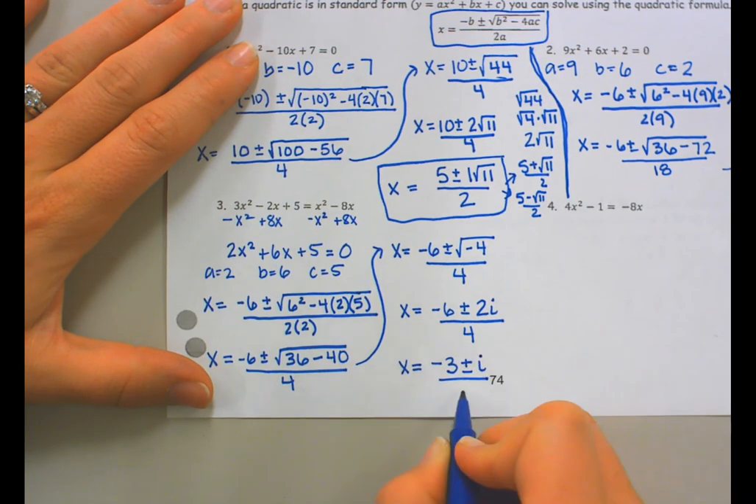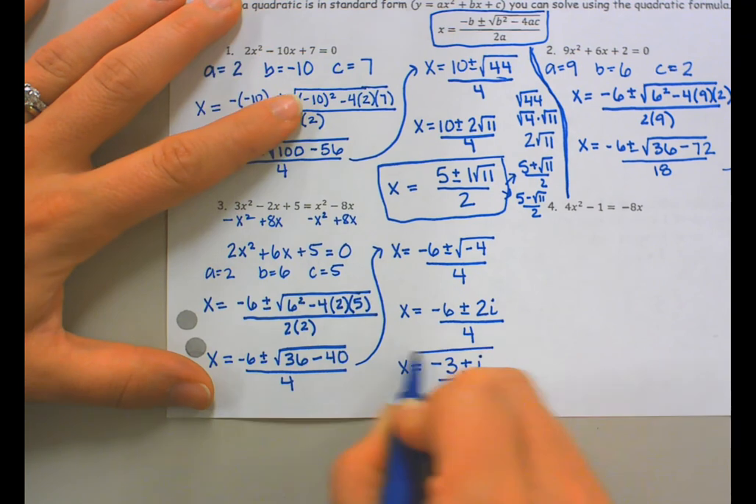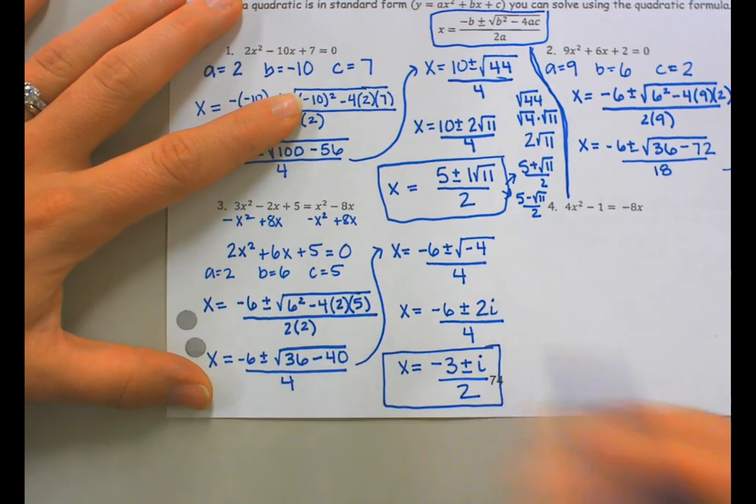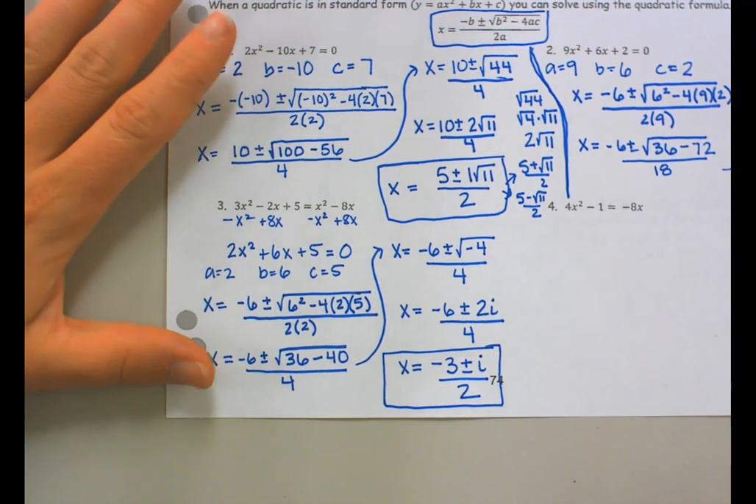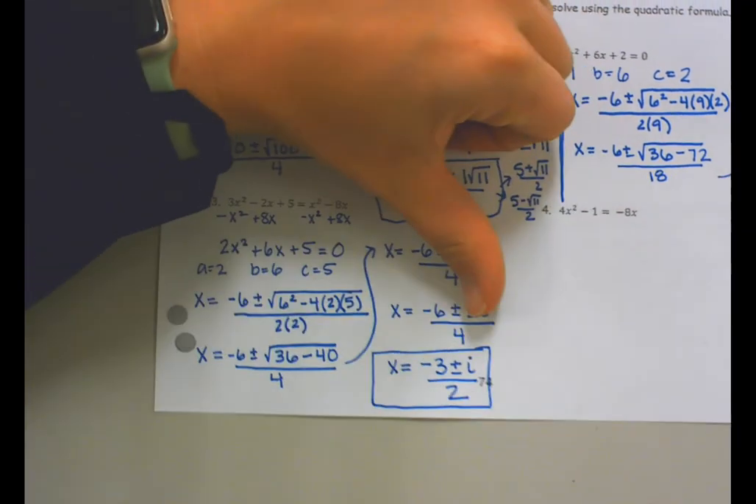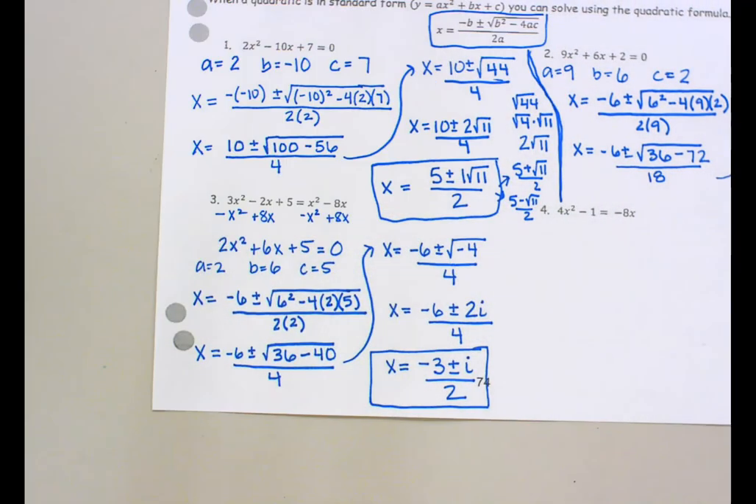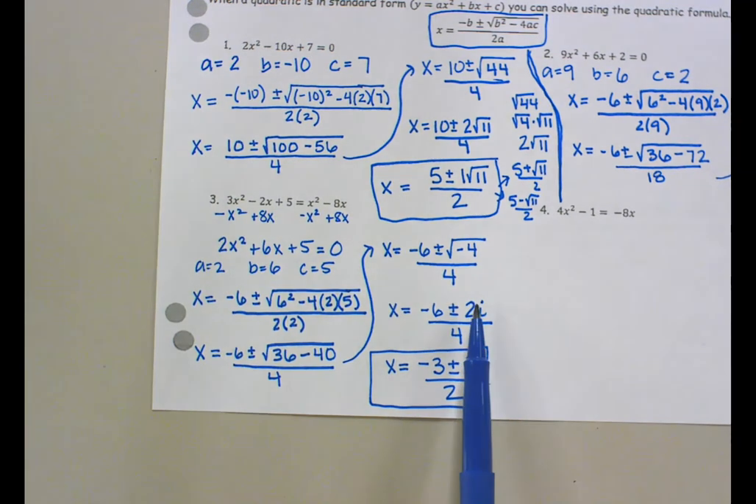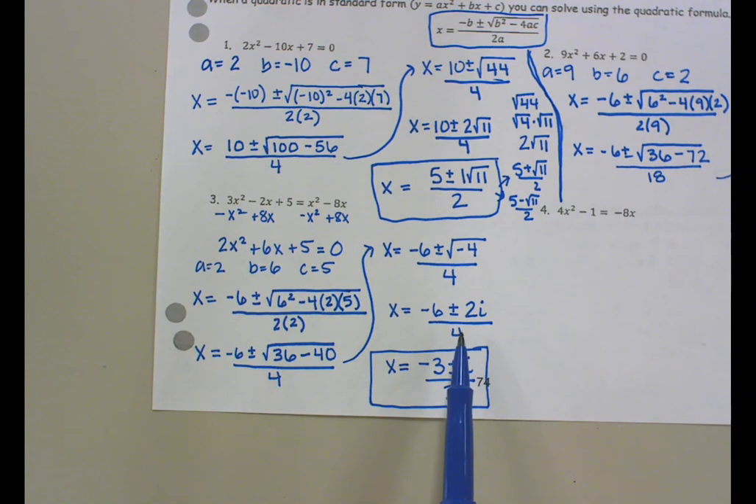And then 4 divided by 2 gives me 2. So my answer is negative 3 plus or minus i over 2. If this 2 wasn't here, let's say I just had 6 plus or minus i, I would not be able to simplify. Both terms at the top have to be able to divide by something the bottom has in common. But if I had 6 and 1, 1 is not divisible by something 4 is divisible by. So it wouldn't be able to reduce. So just keep that in mind as you're reducing.